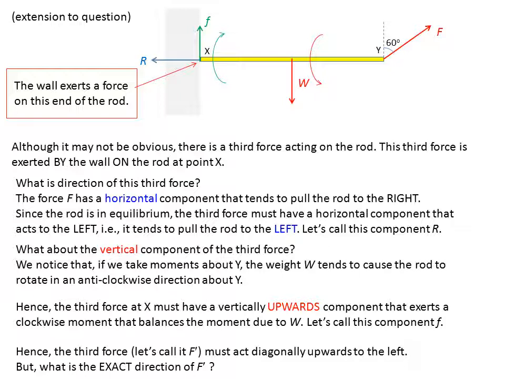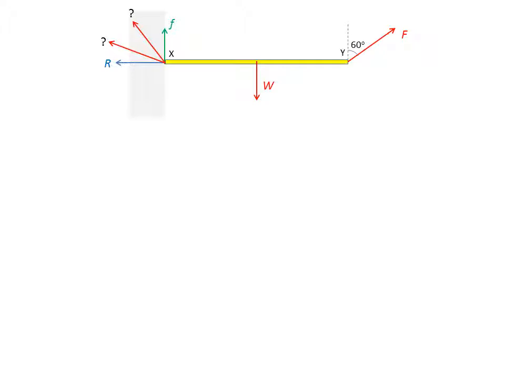Okay, so I'm going to call this third force F prime. So this F prime must act diagonally upwards to the left, right? Because it has a leftwards component, it has an upwards component, so it must point somewhere along this direction, diagonally top left, right? But what is the exact direction? We cannot just have a vague direction, a general direction. We need to know the exact direction. Okay, so now we are left with finding the exact direction. We know that it is pointing somewhere to the top left, right? So now we have to figure it out.